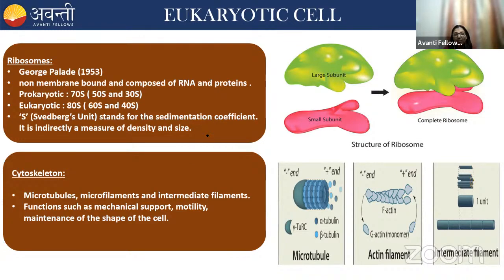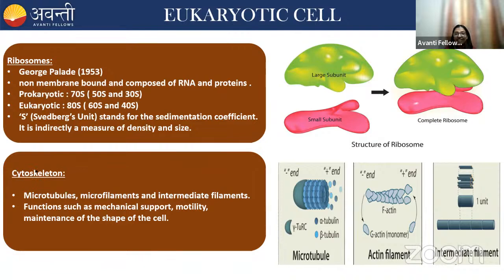And it is an indirect measure of density and size, because on adding 50 and 30 we get 80, but we are getting 70S because it's not additive. It is the indirect measure of density and size. That is why we are getting 70S.